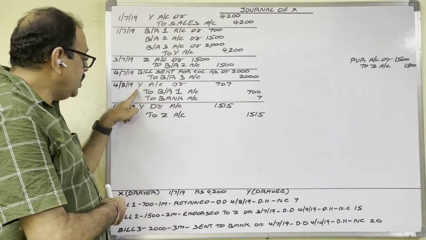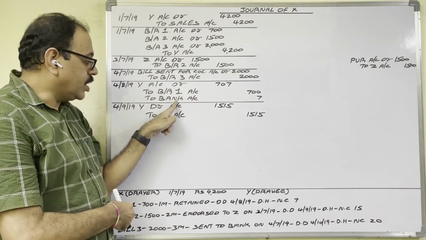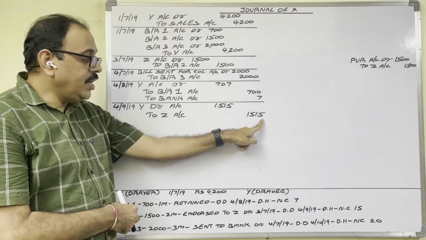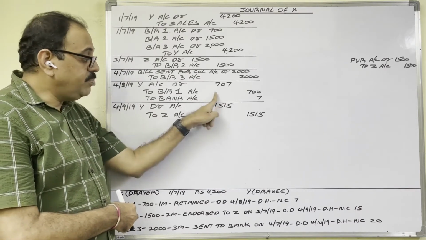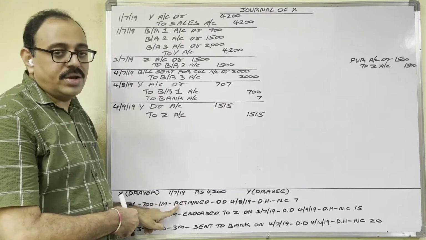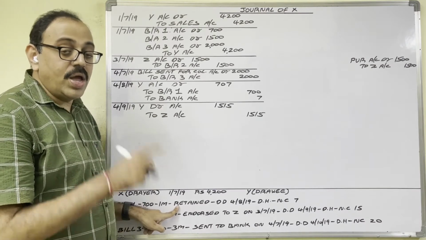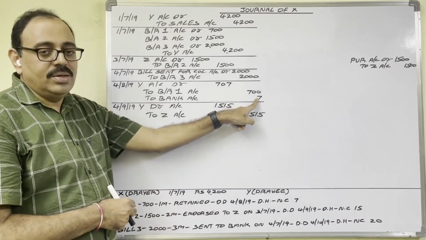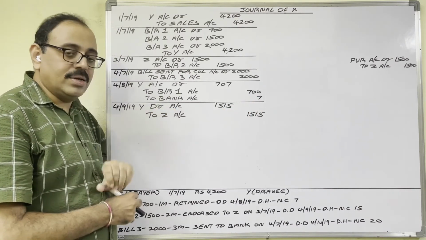See, in this bill, first bill, noting charges separately we wrote to bank. But in this entry, we are adding noting charges to bill amount. Why like that? First bill is retained with the drawer. Means drawer only is the holder of the bill. Drawer only paid noting charges. From him, cash is going. His bank balance is decreasing. That is why we created bank.